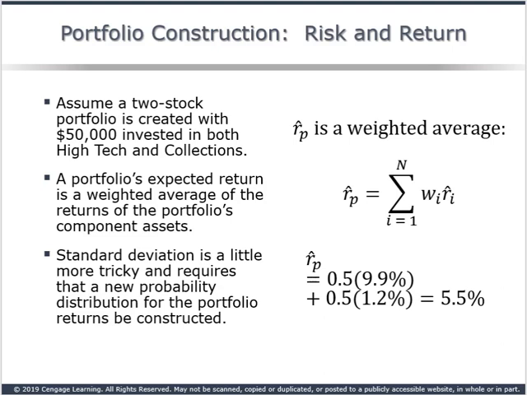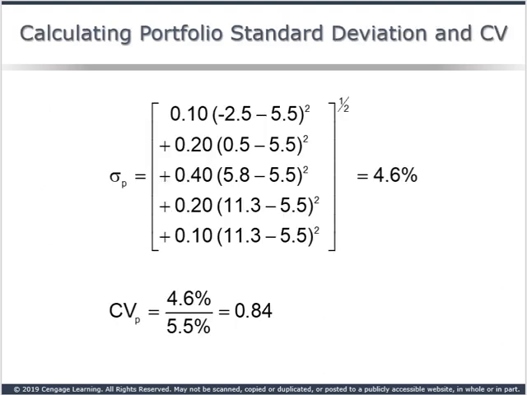So that was standalone risk. Now let's talk about portfolio risk. With portfolio risk, what we do is we start looking at the values from those individual investments and we start bringing them together. So we see in this scenario, a two stock portfolio, half of it is in high tech, half of it is in collections. To determine what the expected return would be, we take a weighted average, which happens to be equal weight, so it's 50% for each. And so now, instead of an expected return of 9.9% for just a high tech investment or 1.1% for just a collections investment, we now have half and half, and so our expected return is 5.5%.